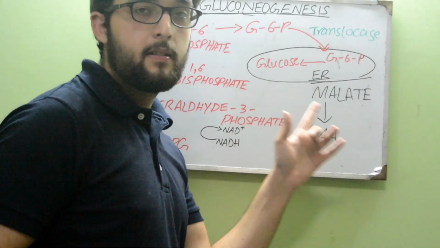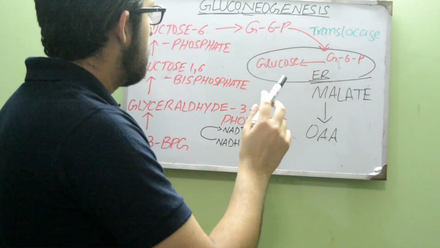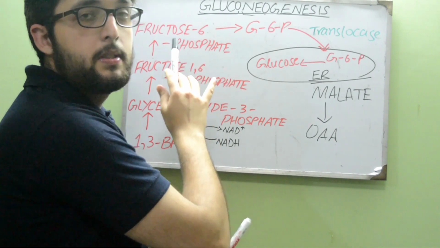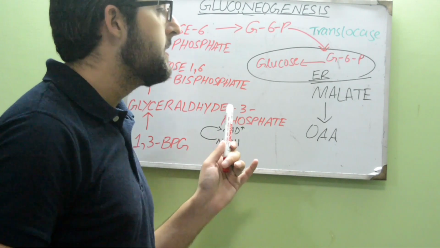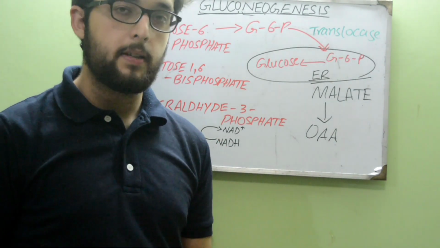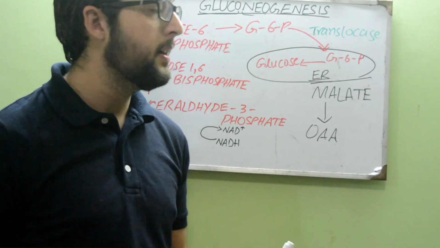I'm sorry, there was an error in my diagram. First of all, what happens is that once fructose 6-phosphate is made, it is converted to glucose 6-phosphate by the enzyme phosphoglucose isomerase, which is the same as in glycolysis, right?